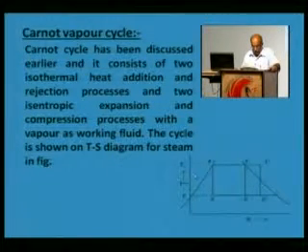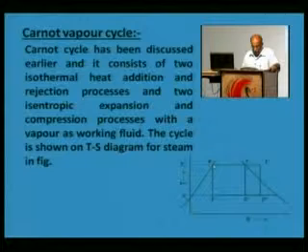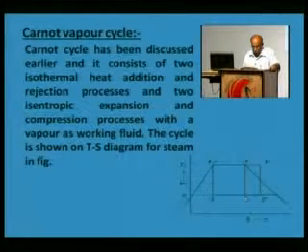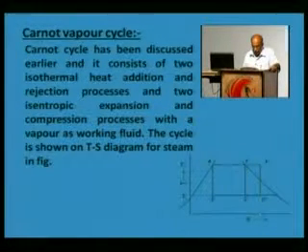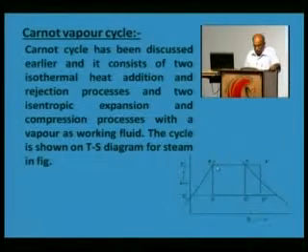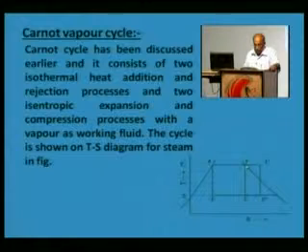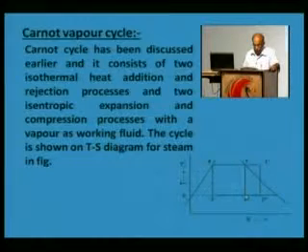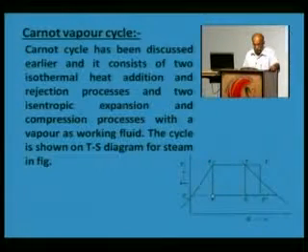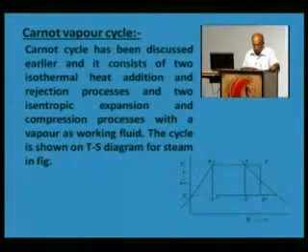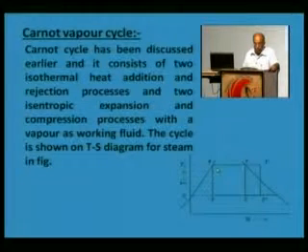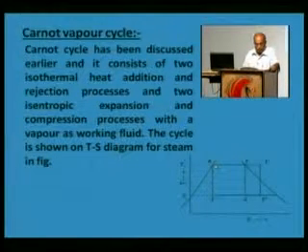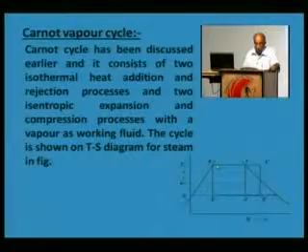On the TS axis, the cycle shown 1, 2, 3, 4 or 1 dash 2 dash 3 4 is the Carnot vapor cycle. In this, 4 1 is isothermal heat addition process, 1 2 is isentropic expansion process, 2 3 is the isothermal heat rejection process, and 3 to 4 is isentropic compression process.